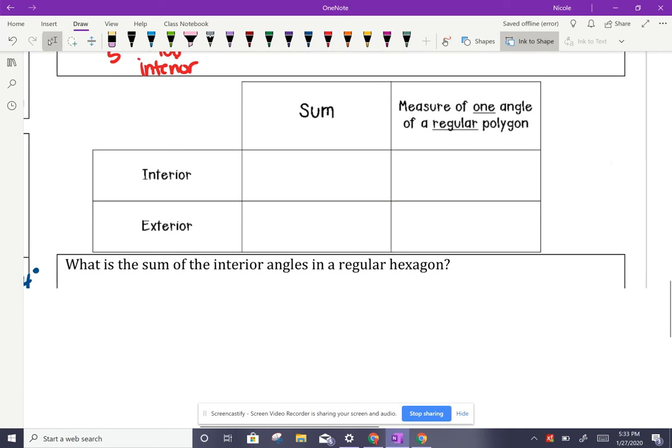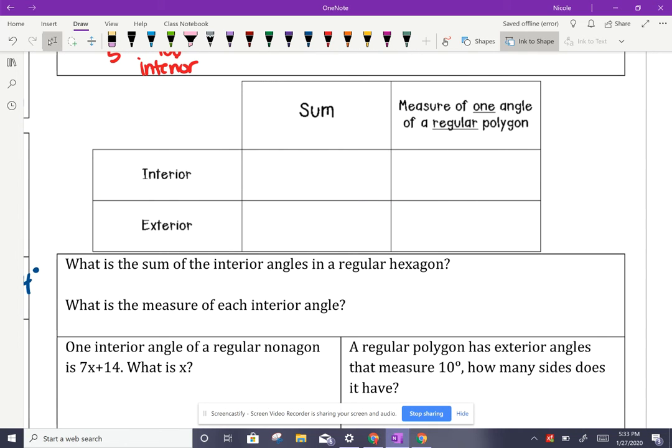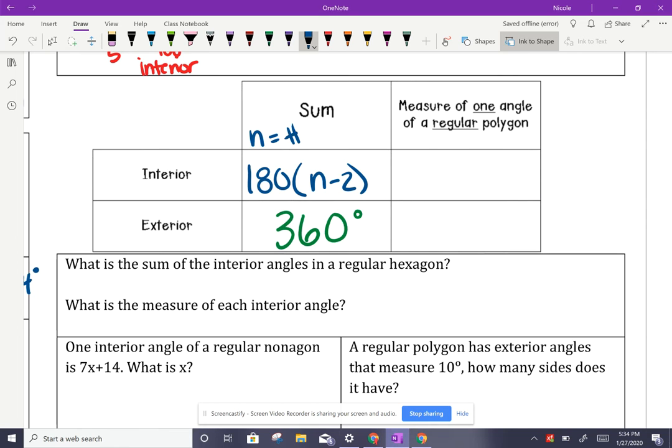So here's a lovely little chart. I highly suggest y'all keep this somewhere. I think it's real important. So we have 2 columns and 2 rows. So the top row is for interior angles only. The bottom row is for exterior angles. What did we just discover about exterior angles? They have a sum of 360 degrees. Now what about interior? Well, the interior has a sum of 180 times n minus 2, with n being the number of sides.